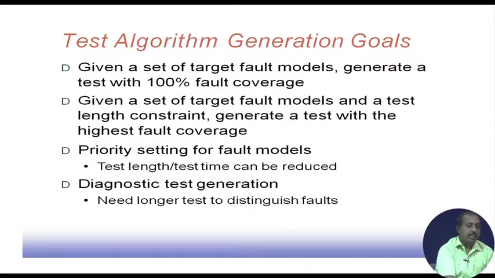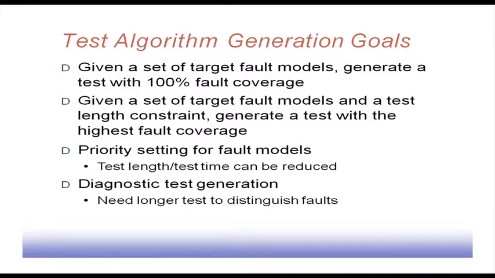Okay. So how can we do test generation using this type of simulation? Given a set of target fault models, we want to generate a test set with 100% fault coverage. That is what we are looking for. The other possibility is that given a set of target fault models and a test length constraint, generate a test with the highest fault coverage. The first point tells us that there is no restriction on the number of March elements. We can have any number of March elements until we have got 100% fault coverage for the given fault model, so we go on adding elements to the March sequence.